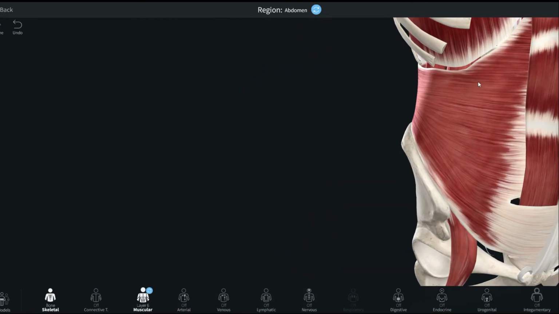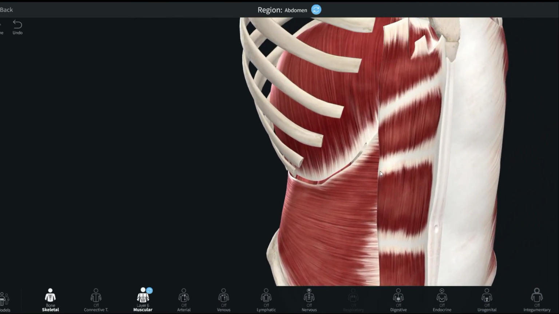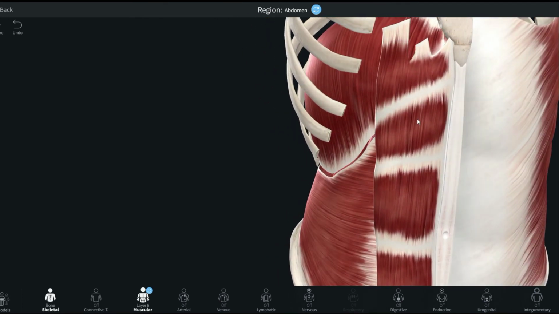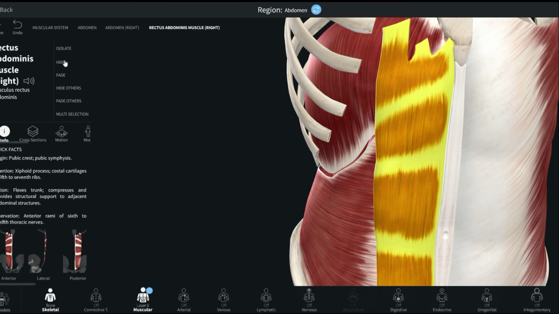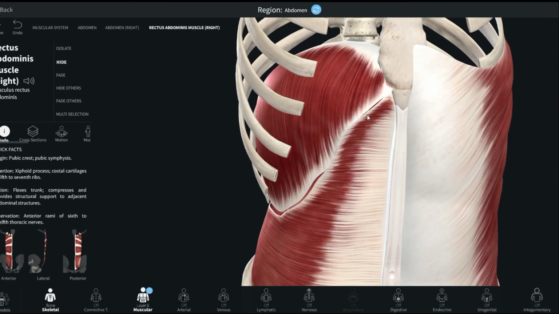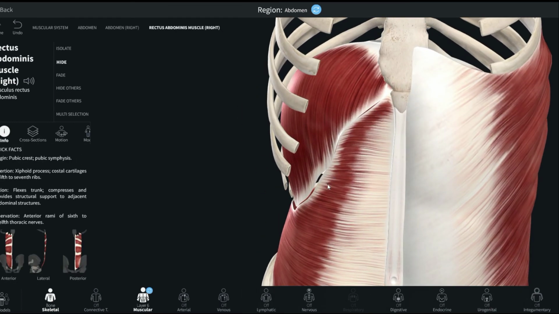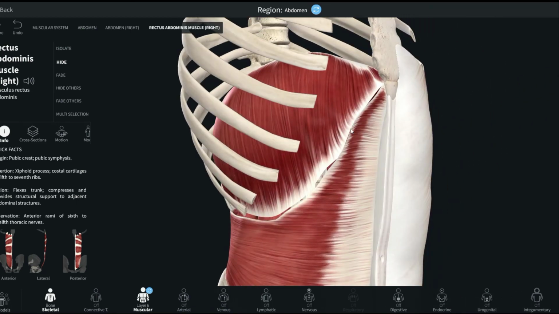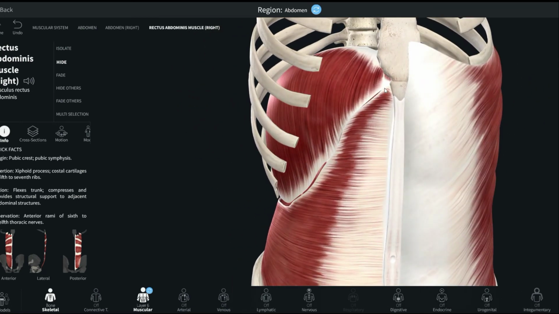And now there is one more origin of the transversus abdominis: the inner surfaces of the lower 6 costal cartilages. So if I remove this from here, now we can see the entire extent of the transversus abdominis muscle. You can see that it is extending up to the costal margin.